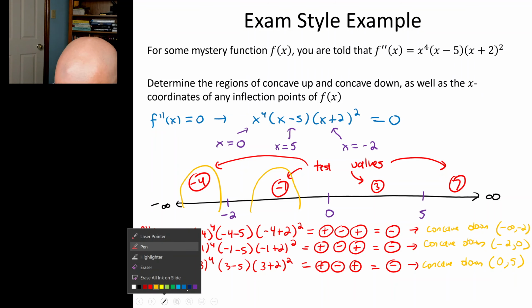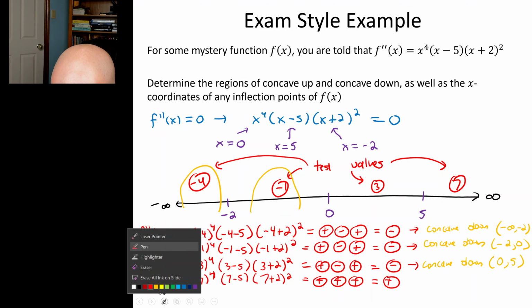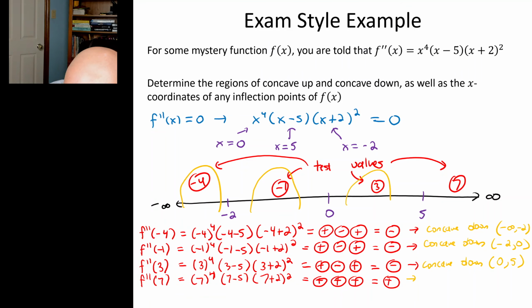And now there's one more test value. We're going to plug 7 in. F double prime of 7. 7 to the power of 4. Please don't calculate this. It's a big number. 7 minus 5 times 7 plus 2 squared. Finally, it changes. It's all positive. So we end up with concave up on the last region. From 5 to infinity.